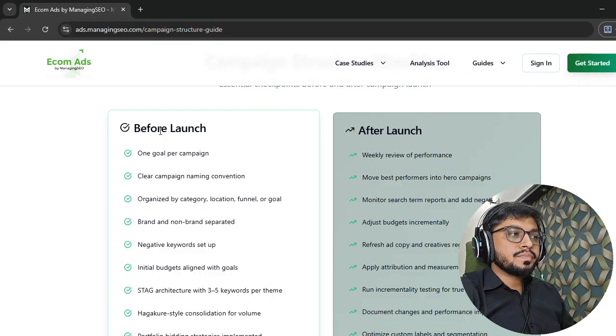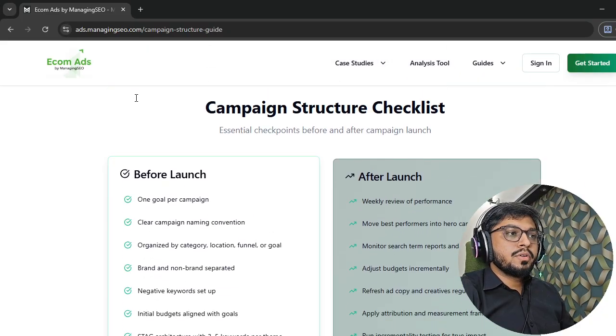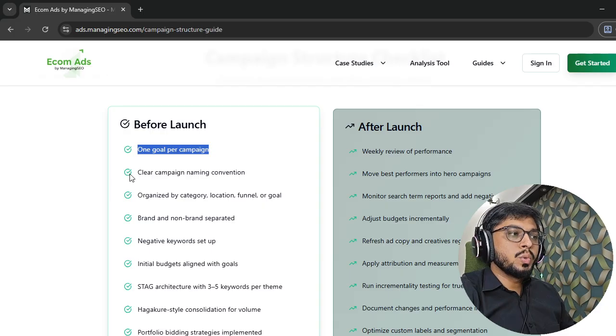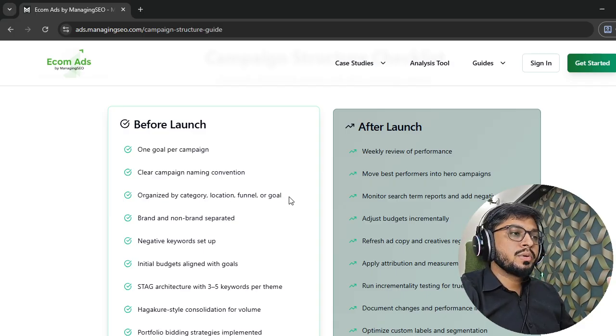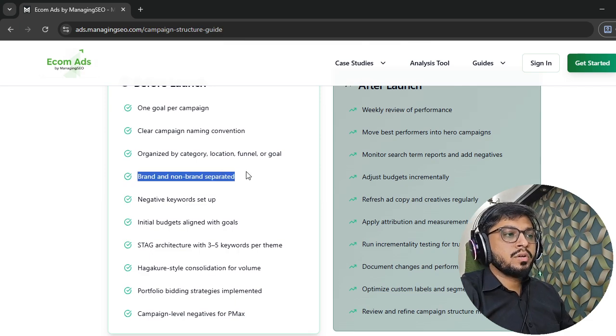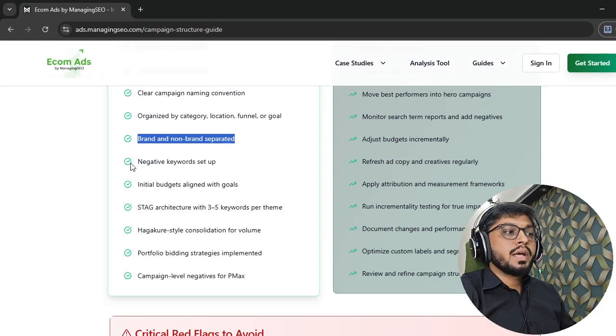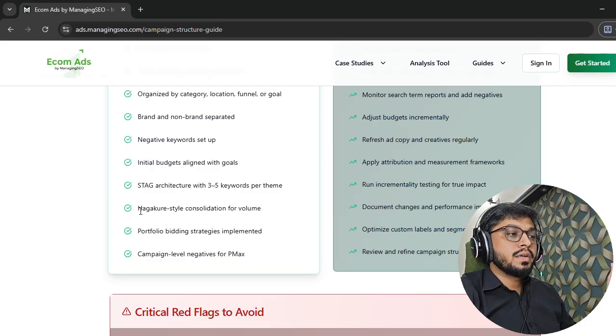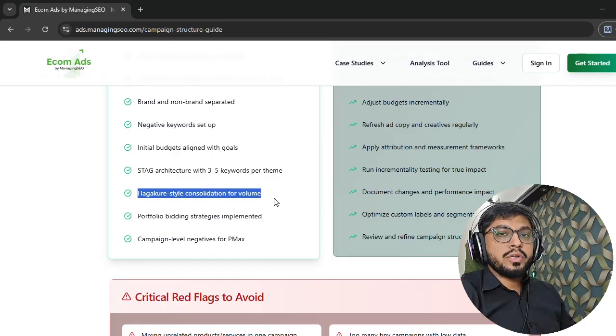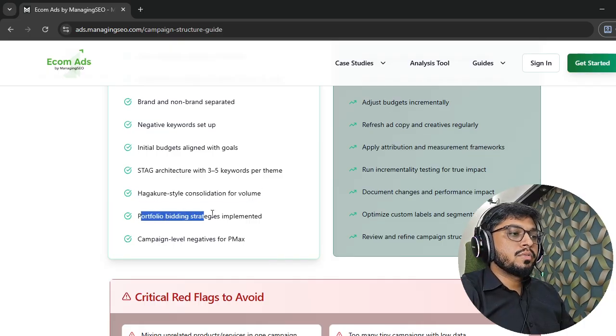And let's see, before we launch the campaign, we need to have a goal, clear naming, organized by category or funnel or goal or whatever important factor you have. And then branded and non-branded keywords must be separated. Add negative keywords, and the initial budget should align with the goals. If the goal is to get very good conversions, then we are obviously going with more budget. And SKAG architecture, and query consolidation for volume, and portfolio bidding strategies.